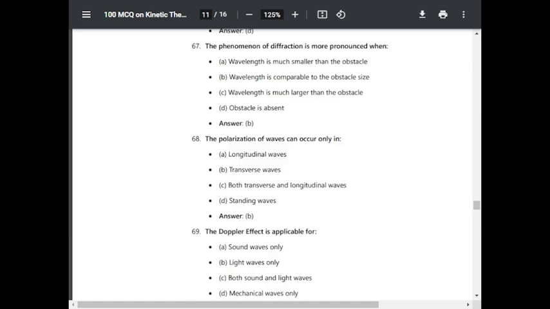Question number 68. The polarization of a wave can occur only in option A, longitudinal wave, option B, transverse wave, option C, both transverse and longitudinal wave, option D, standing waves. The correct answer is B, transverse wave. Polarization of a wave occurs only in a transverse wave.